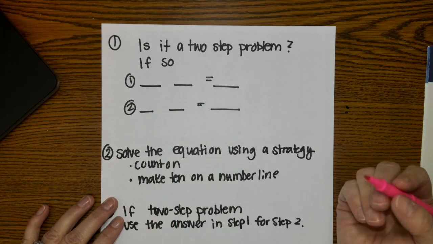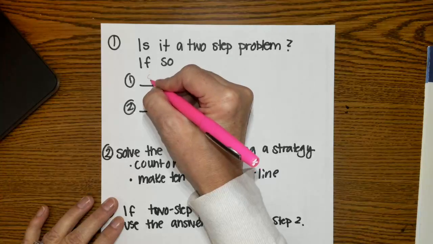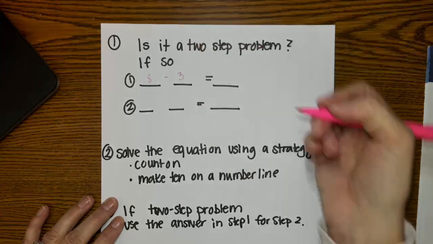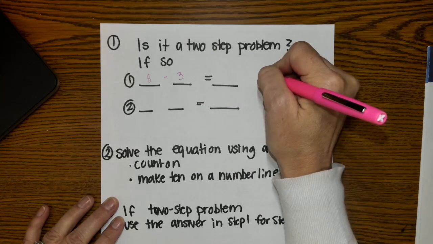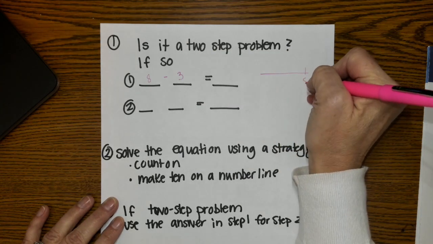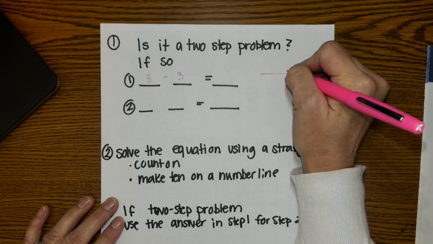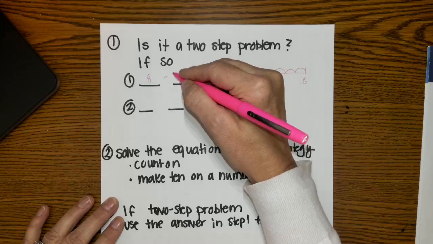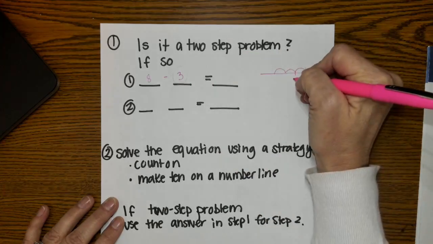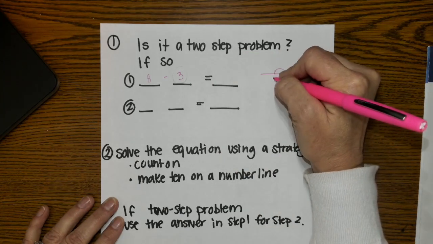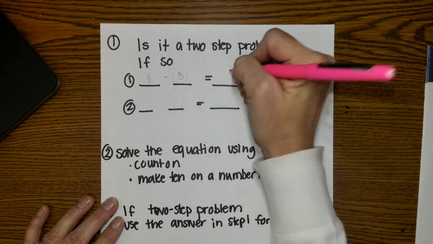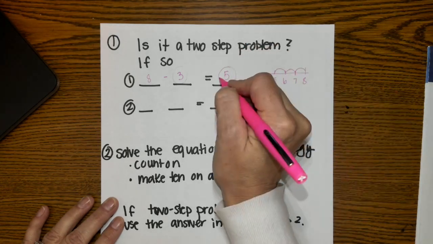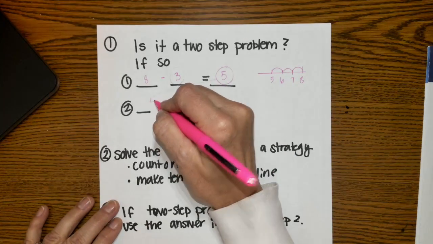So let's say, for instance, we have 8 kids at school and 3 go home because they're sick, right? So I could do a strategy over here, and I could do 8, and I could minus 3, 1, 2, 3. So I did 3 jumps. Remember, these are my jumps. So 7, 6, 5. Okay, so my answer would be 5. When you do that, make sure you're using this answer right here in step 1.